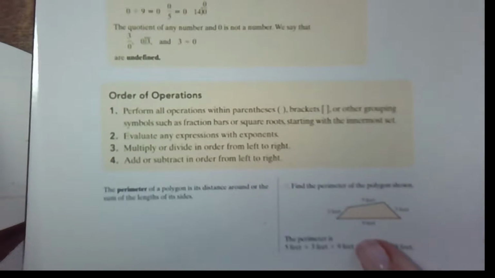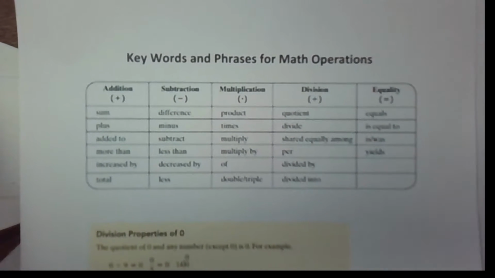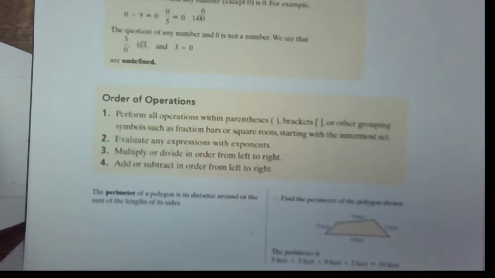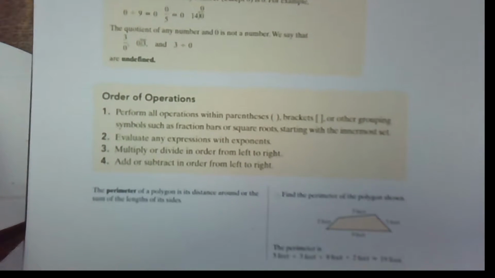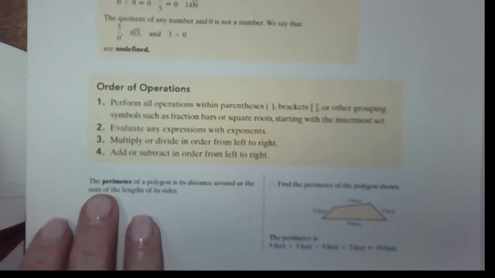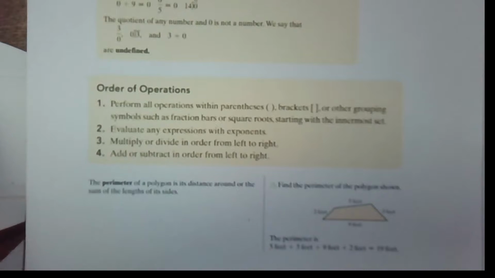Okay, this is on that sheet, the keywords and phrases for math operations. Look about the bottom half of the page here, it says order of operations. And the same order is also in your packet that says 1.9. When we look at order of operations, it's basically just telling us the order in which we need to simplify math expressions. So the first thing we do is perform all operations that have parentheses.